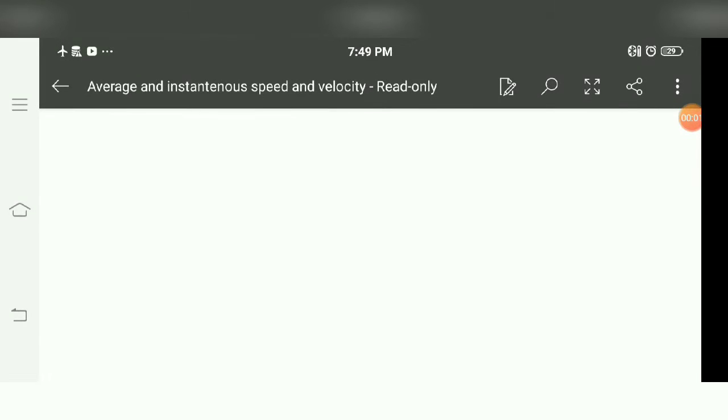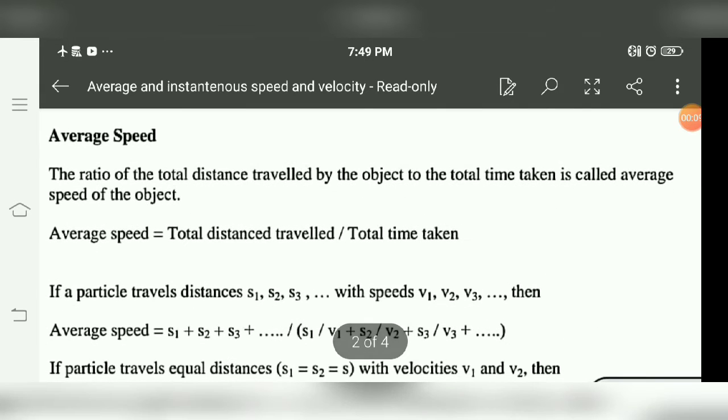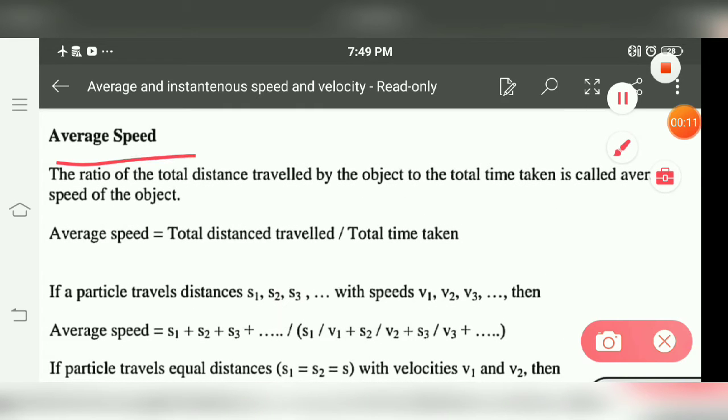Now the next topic is average speed or velocity, and instantaneous speed and velocity. First of all, let's start with average speed. Average means overall.